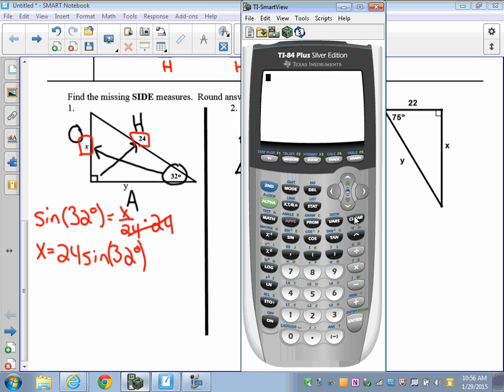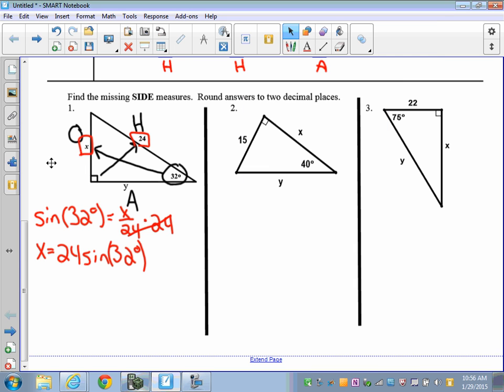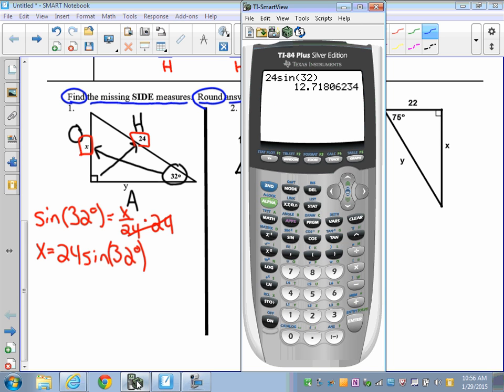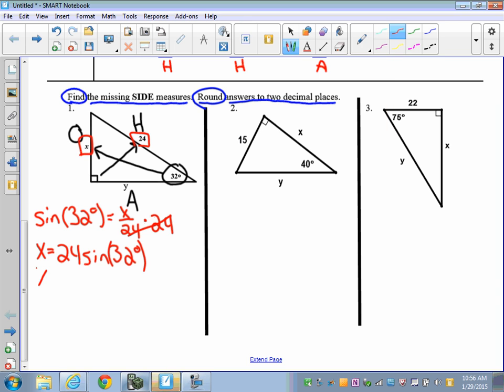I can just say clear, and all I do is hit 24, sine, which is right here below the apps button, 32. And I always want to get in the habit of closing my parentheses. So I have 12.718, it goes on forever. My directions say find the missing side measures and round to 2 decimal places. So 2 decimal places would be 12.72. So x is equal to 12.72.